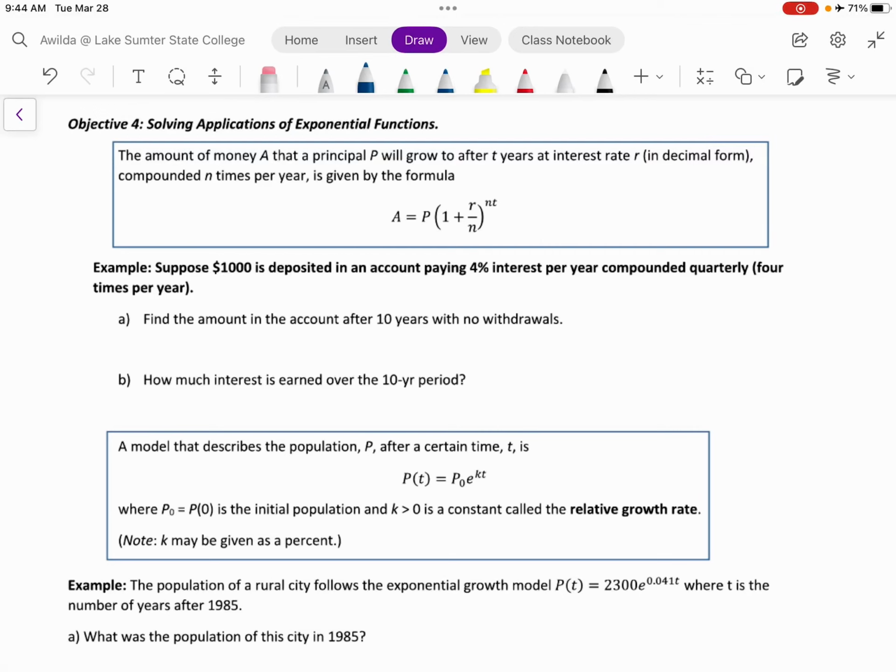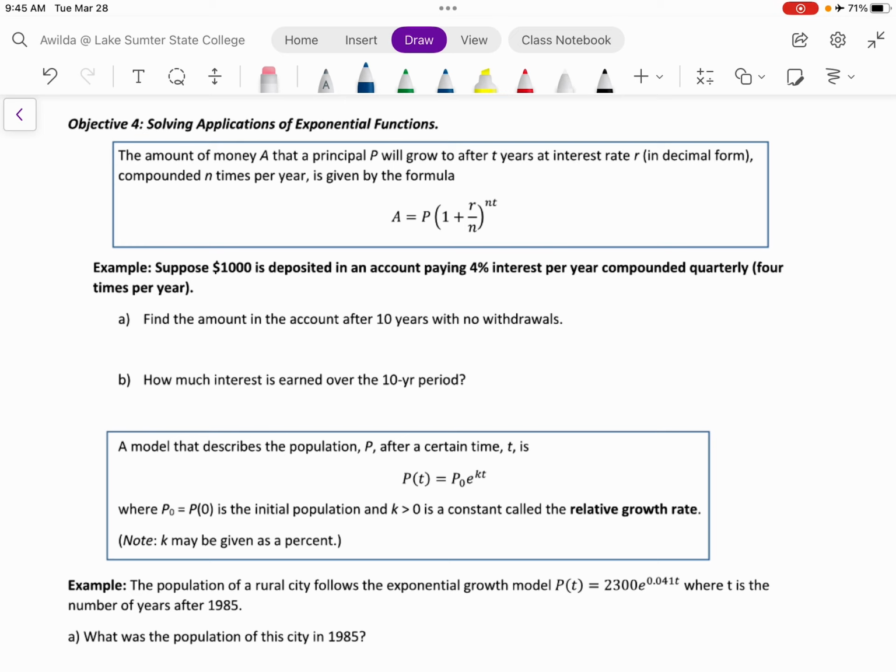In the next few examples, we will look at some of the applications of exponential functions in the real world. One of these applications is calculating interest, which is a very common application in financial situations. The amount of money A that a principal P will grow to after T years at an interest rate R, written in decimal form, compounded N times per year, is given by the following formula.